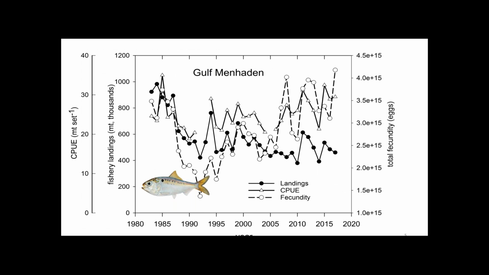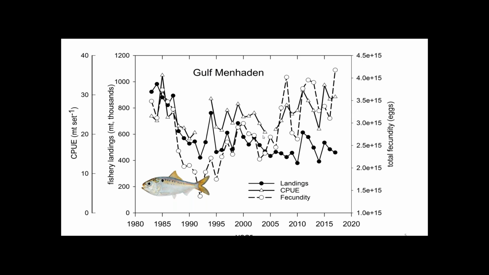A species like Gulf menhaden is an interesting one because you can see that Gulf menhaden really did not suffer in terms of either their landings, the catch per unit of effort, or the fecundity of the population over time. But primarily this is an impact of fisheries management.